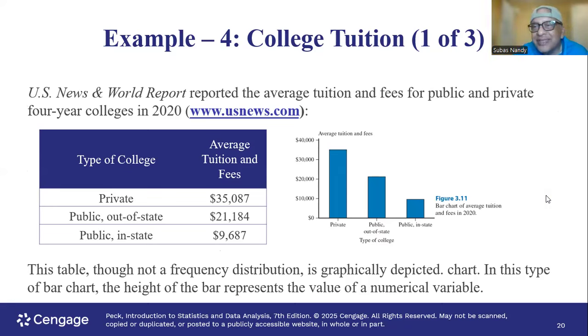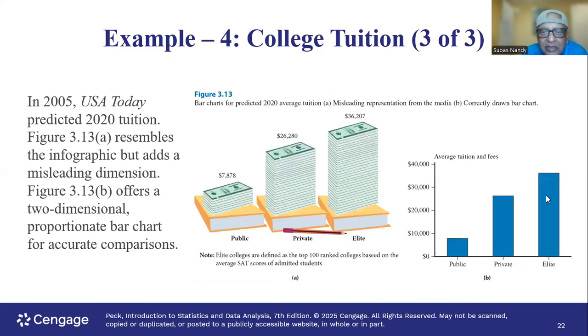Again, we enter the data in two columns, just like what is in the table over here. One column is type of college. The other column is the vertical information, average tuition and fees. So we have two columns and four rows, we highlight the table, insert a bar chart, and it will insert a bar chart like this. In Excel, in a second, you can do it.